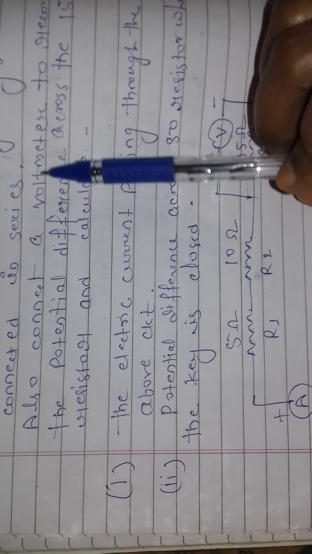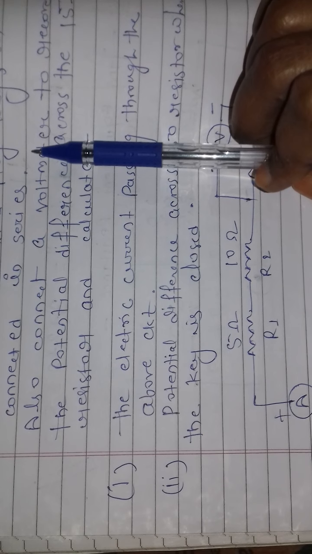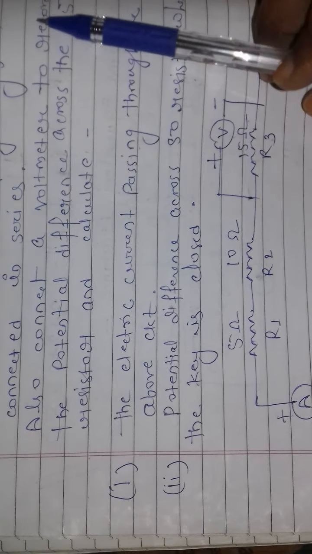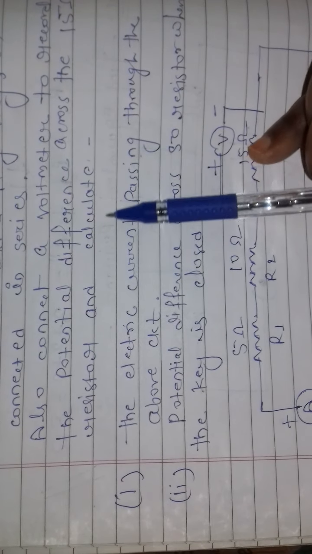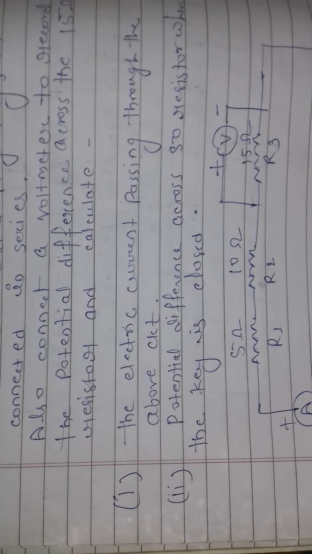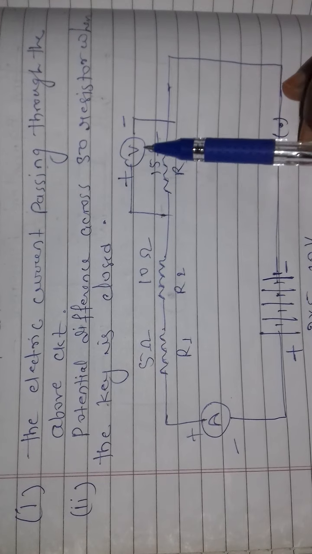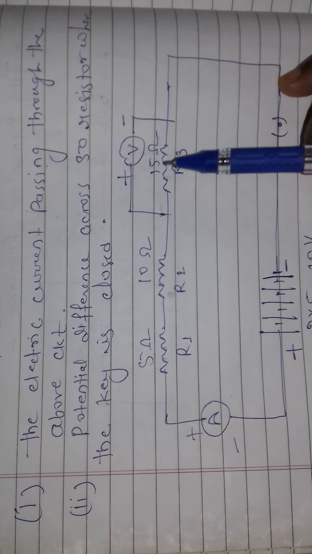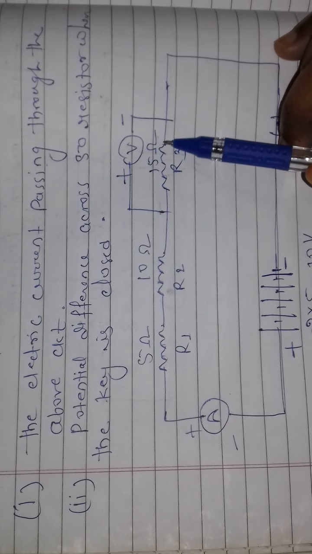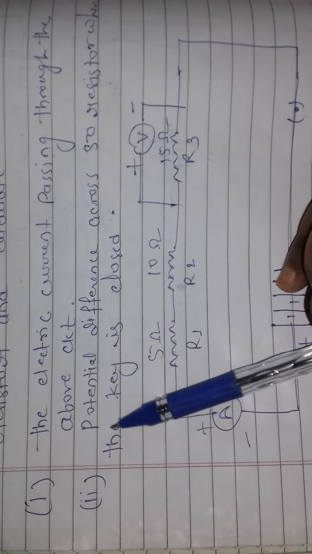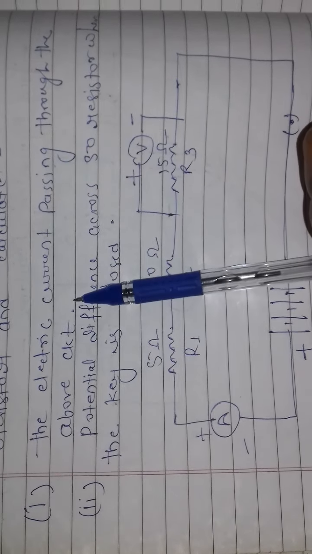Now see the next part. Also connect a voltmeter to record the potential difference across the 5 ohm resistor and calculate. A voltmeter is always connected in parallel, so we have to connect a voltmeter in parallel with the resistor. We have to find the electric current passing through the above circuit.